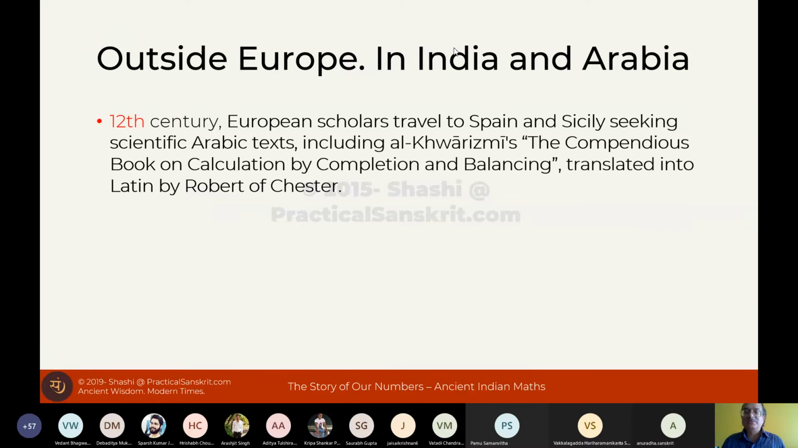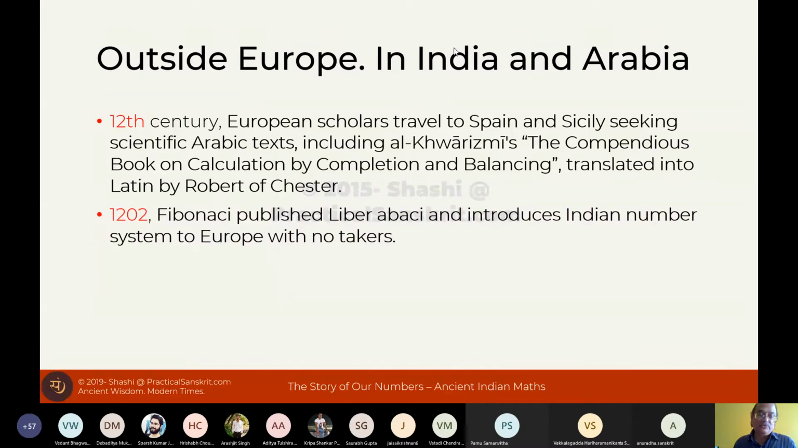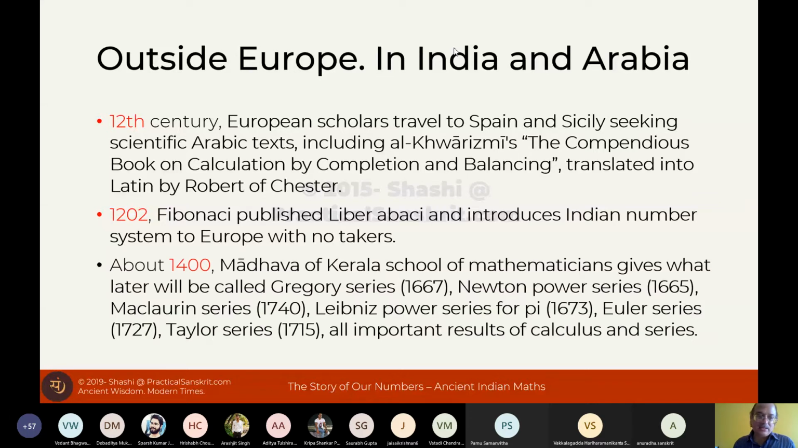European scholars traveled to Spain and Sicily, seeking scientific Arabic texts, including Al-Khwarizmi's previous book. 1202, Fibonacci publishes Liber Abaci and introduces Indian numbers, and nobody takes it.